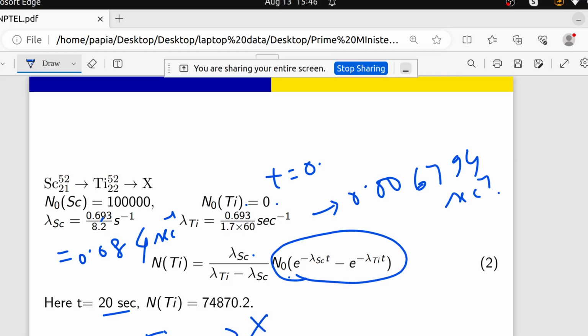So for this one, n0 e to the power minus lambda sc t. Fine, it was sc. For this, it is n0 titanium e to the power minus lambda ti t. But you can see that n0 ti is 0. I mean there was none.